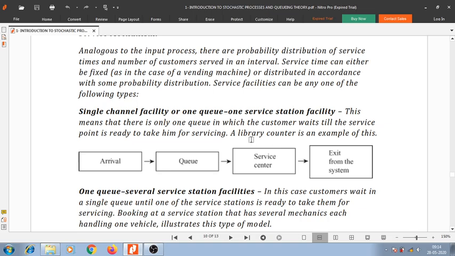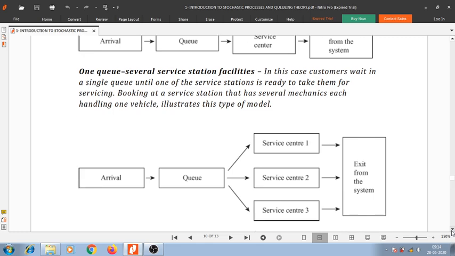The best example is a library counter. There is a single counter, there is a single line, and each and every student comes to the counter and submits the book and returns the book, or returns the book and collects a new book, etc. Everything happens at a single counter. That is a one channel facility, or single channel facility.